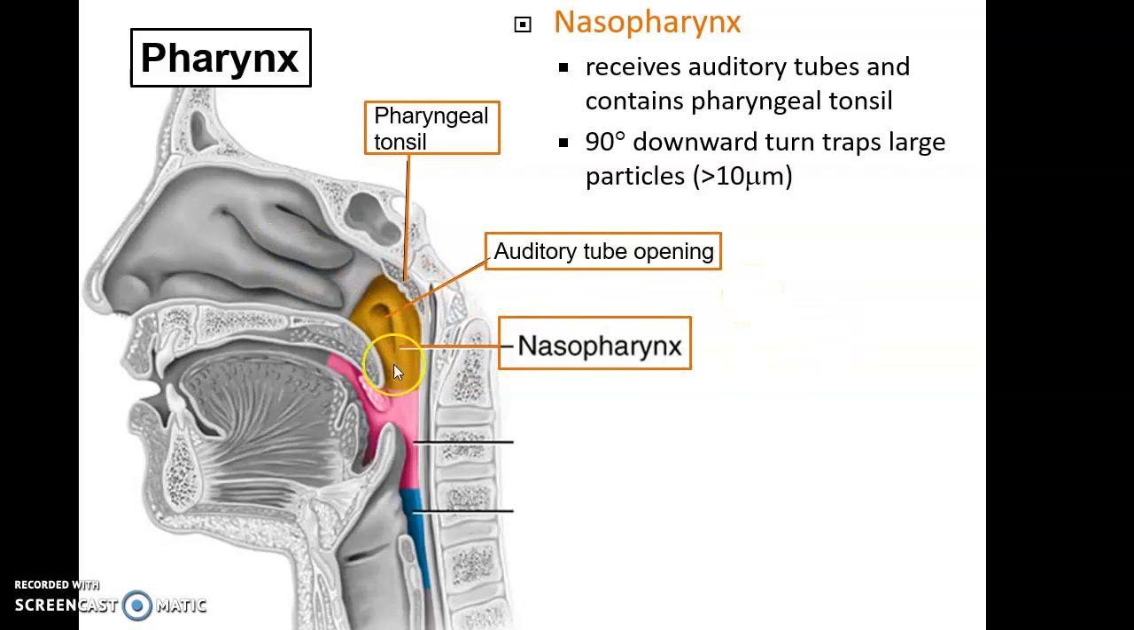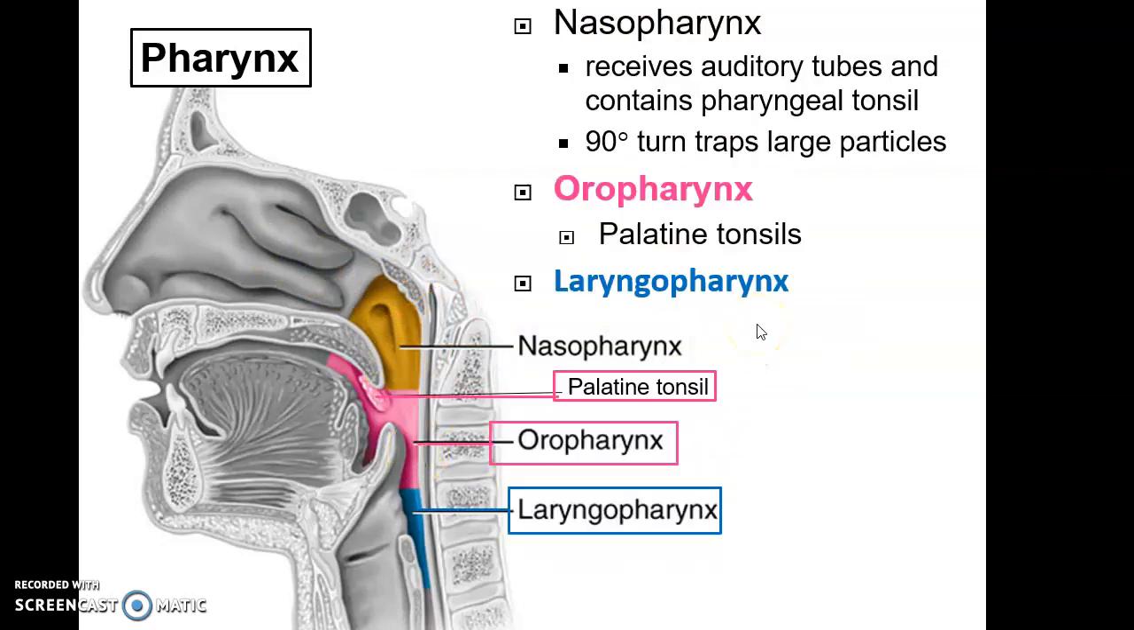It makes a 90-degree turn downward, leading to the oropharynx. The oropharynx comes directly after the oral cavity, and it includes the palatine tonsils. And then inferior to that is the laryngopharynx. The laryngopharynx is superior to the larynx and the esophagus.